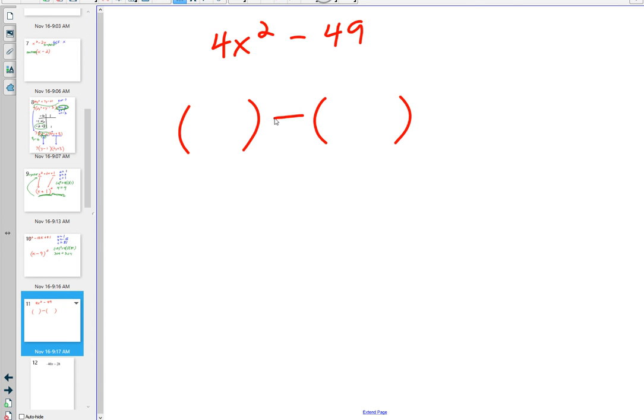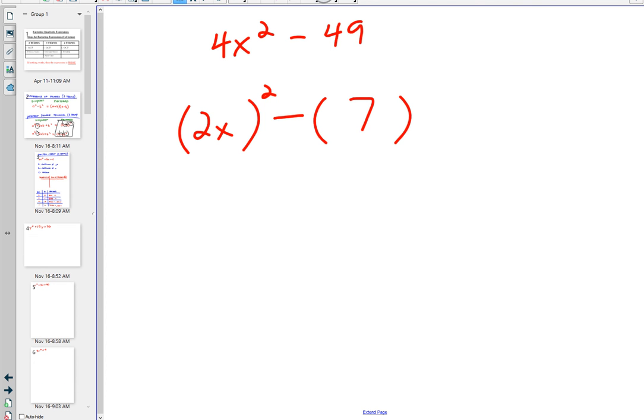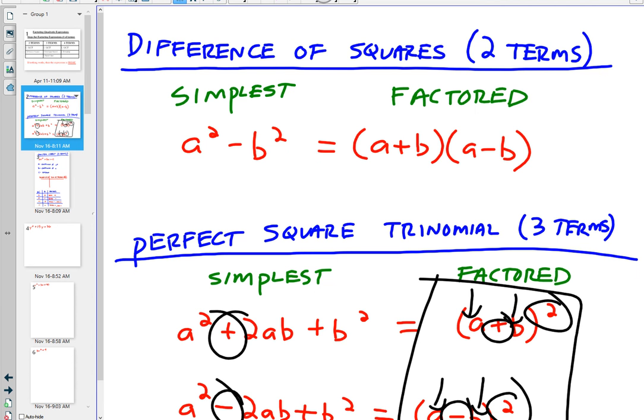Is 4x squared a perfect square? Yes. What's being squared there? Don't be shy. You had it right. 2x, good. What's the square root of 49? 7. Yay, it worked. Nothing else to do. But what you do have to do is know the formula for a difference of squares.